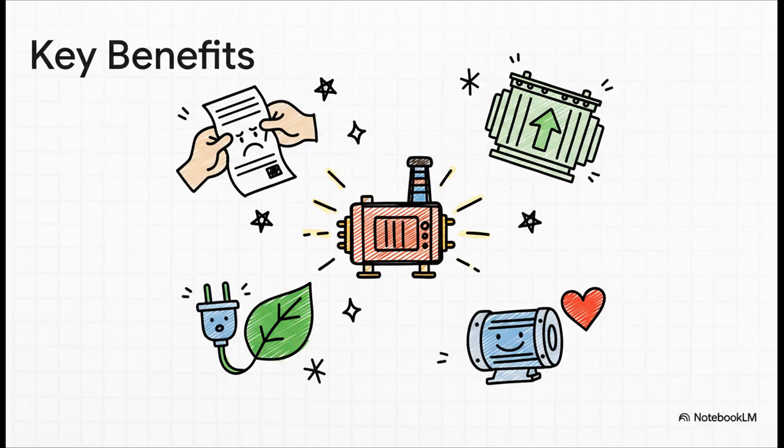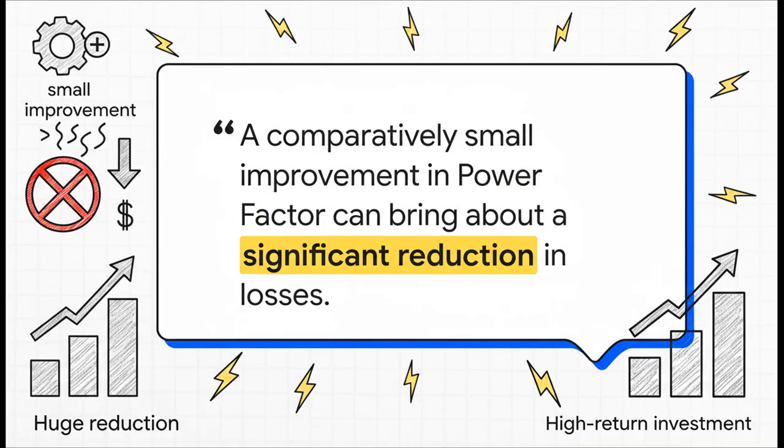For starters, you'll immediately eliminate those annoying penalty fees from your utility bill. Poof, they're gone. You'll also free up capacity on your existing equipment, which is huge. It could mean delaying a really expensive upgrade. You're going to reduce energy waste, which lowers your bills and your carbon footprint. And by cutting down on heat and stabilizing your voltage, you're actually extending the life of your most critical, expensive equipment.